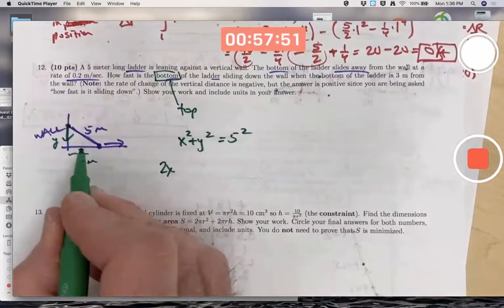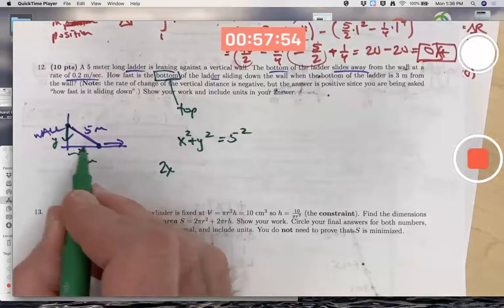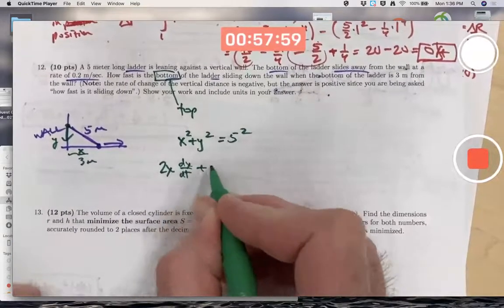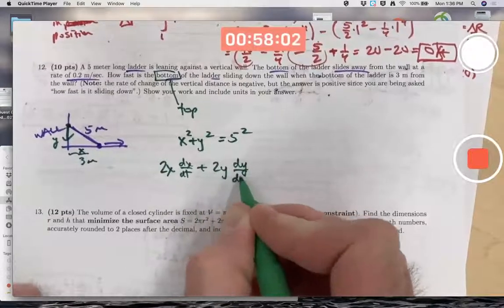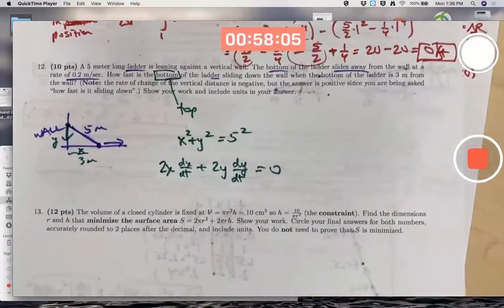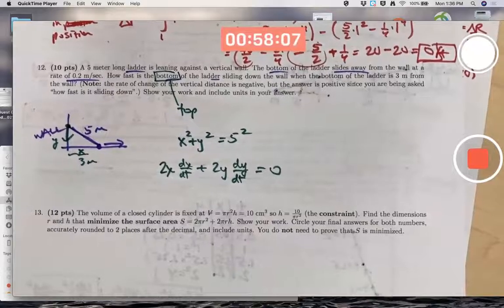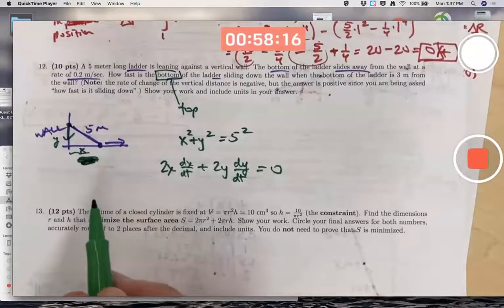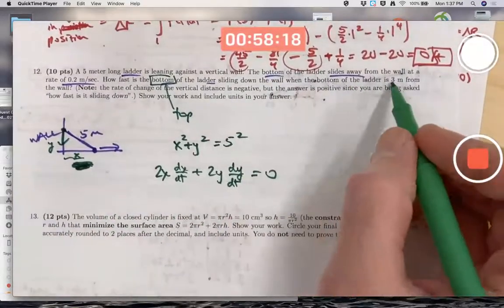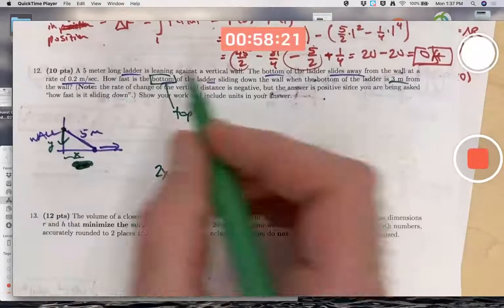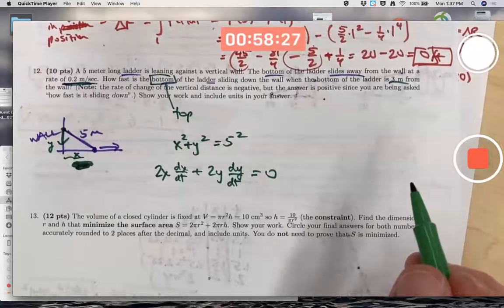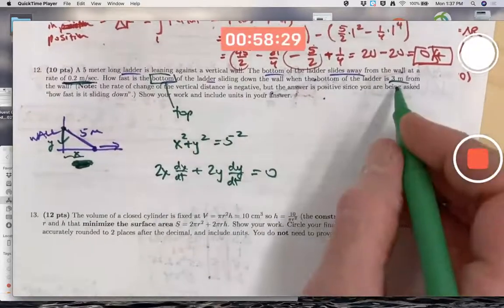x is increasing because the bottom of the ladder is moving to the right, and y is decreasing. If you differentiate them with respect to t, you're going to get this. And you'd want to make sure you do this kind of thing before plugging any numbers in. In the end, you will plug in x equals 3. Let me now label that as 3, though. You will plug in x equals 3 in the end. And you will plug in dx/dt as 0.2. But those aren't constant necessarily, and certainly this is not constant.